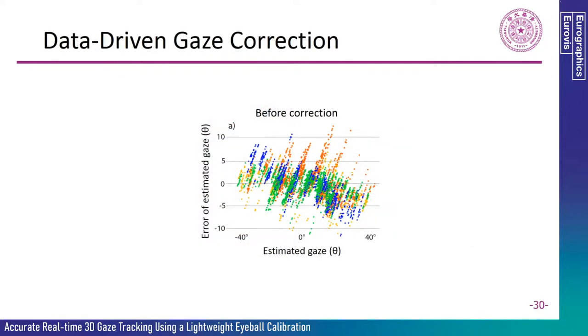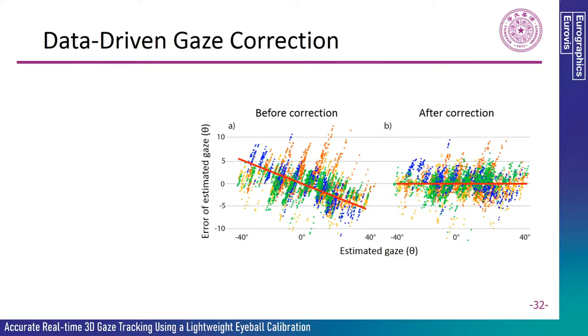In addition, due to the approximations in our eyeball model, the gaze estimation exhibits some systematic errors. Here's an example of the azimuthal angle of the estimated gaze and its error. We find similar slanted distributions for different persons, shown by different colors in this figure. So we propose to address this systematic error via a data-driven correction scheme. It attenuates the systematic error, leading to a mostly zero-mean distribution of the residuals, and thus improves the estimated gaze.